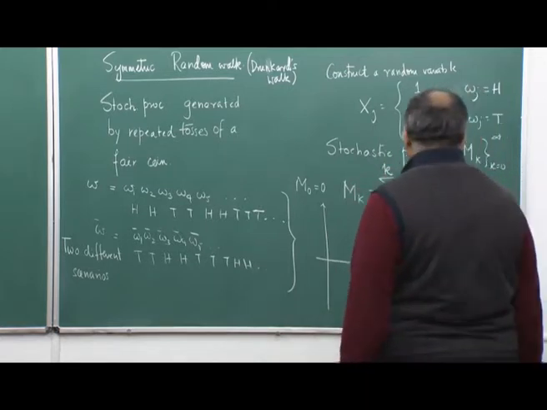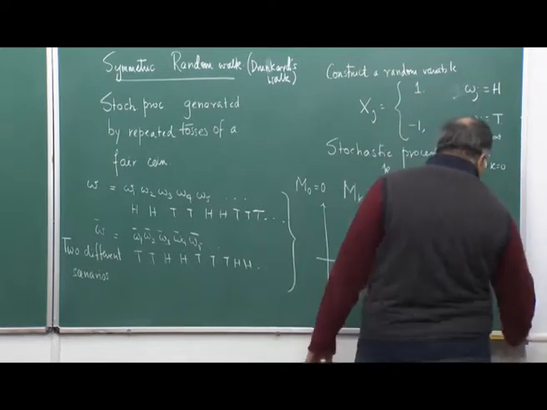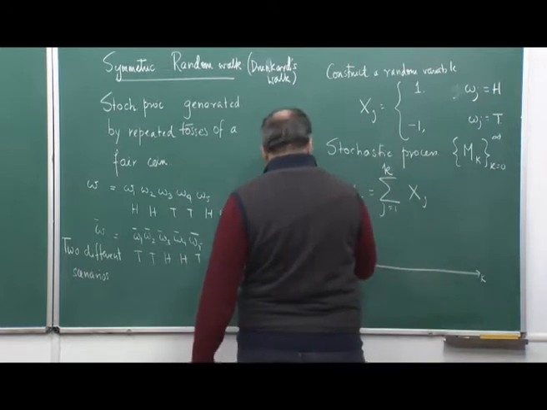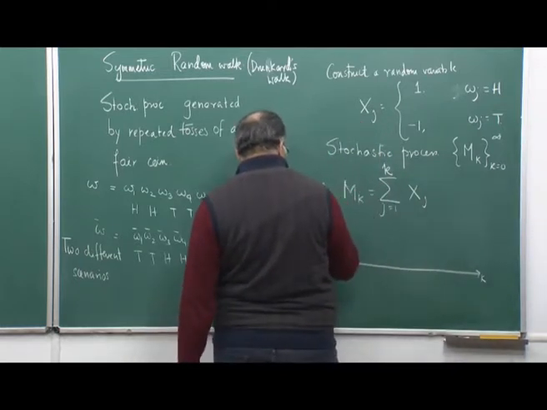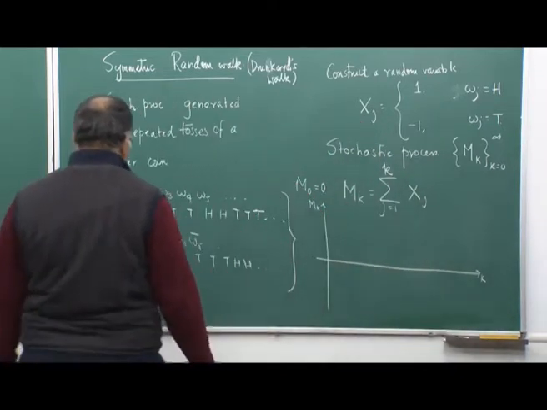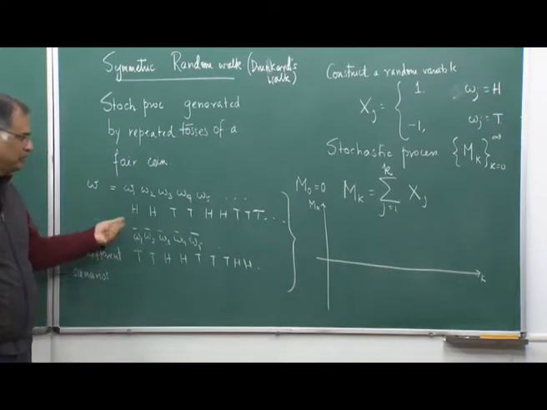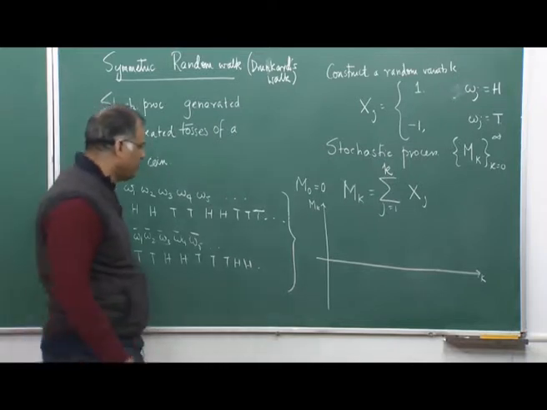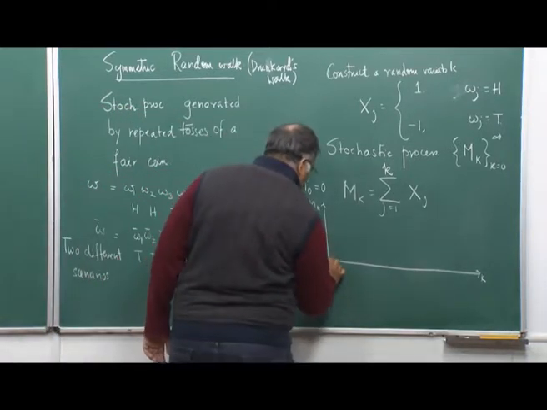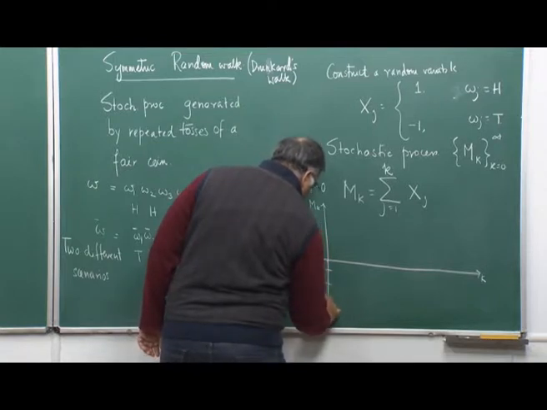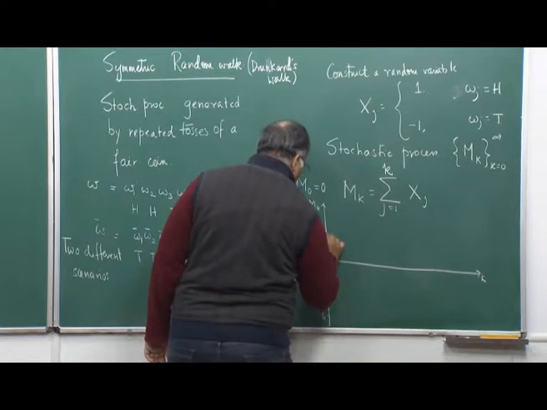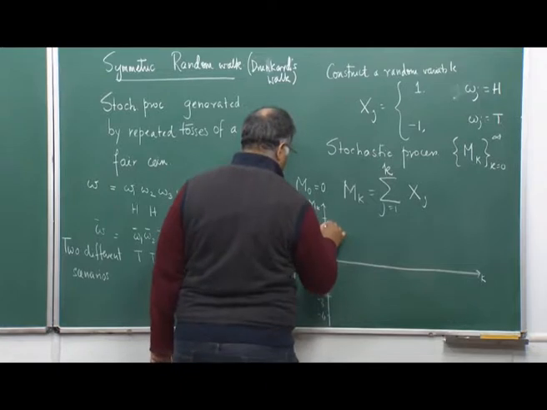So, here is my k and here is my Mk value. Now, the first one here has turned out to be head. So, M0 is 0, let me write -1, -2, -3, -4 here, and 1, 2, 3, 4 and so on.